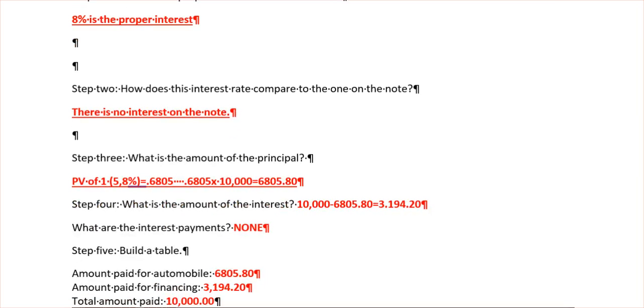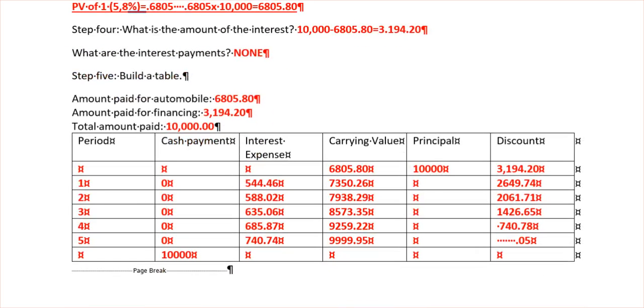So now we're going to start on a table. And here again is the definition of building the table. It says, what is the automobile? 6805. What is the financing? 3194. What is the amount that is really paid at the end? 10,000. So when we do our table, I set up the table in this format.